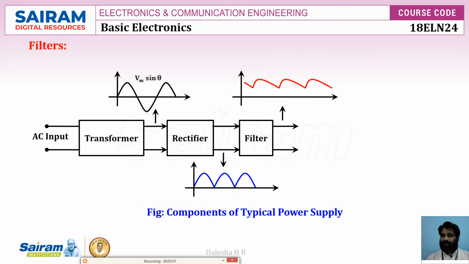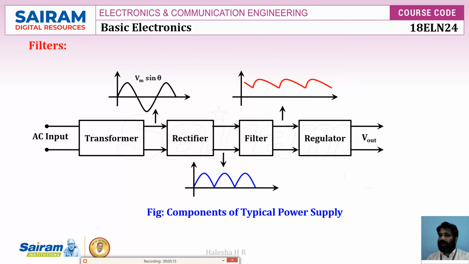And this is the output of filters. Okay, and then this is applied to a regulator. So the output of the regulator is Vout, actually a constant DC voltage. So these are the components of a typical power supply.